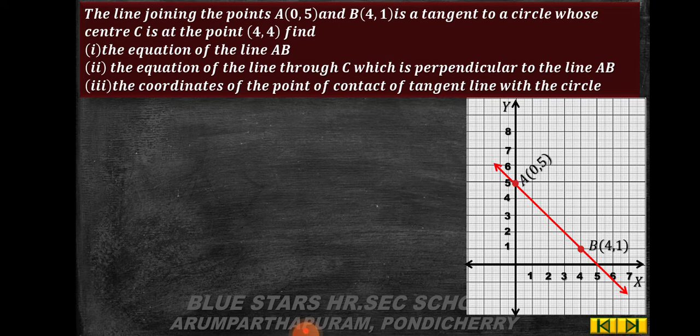You just join the two points A and B. Then you draw one circle. The center of the circle is given, C is (4, 4). Then you draw one line from the center of the circle to the line segment AB.